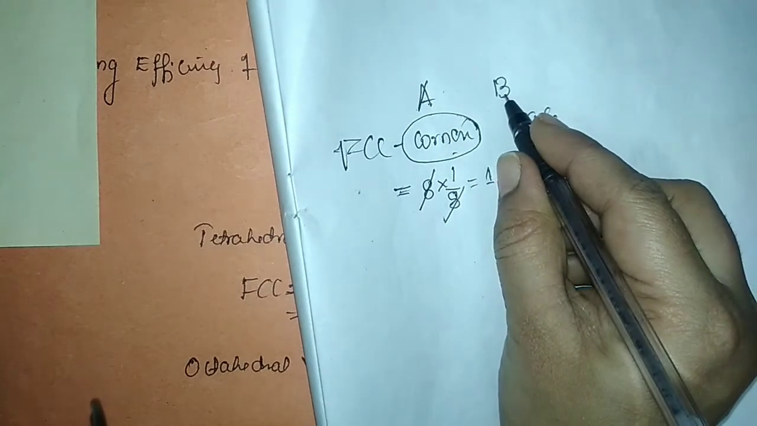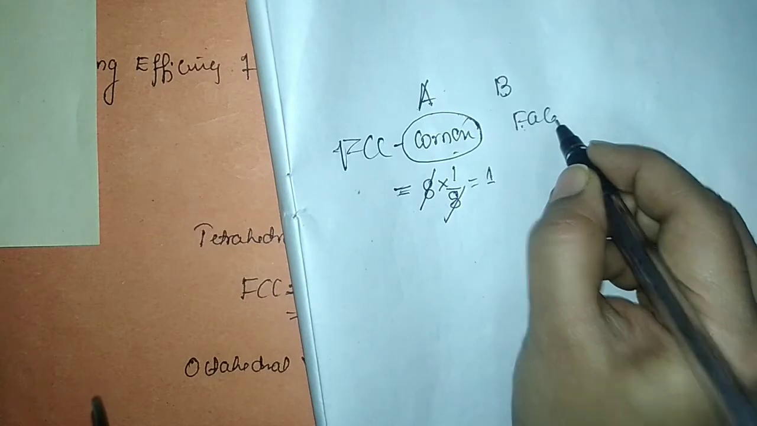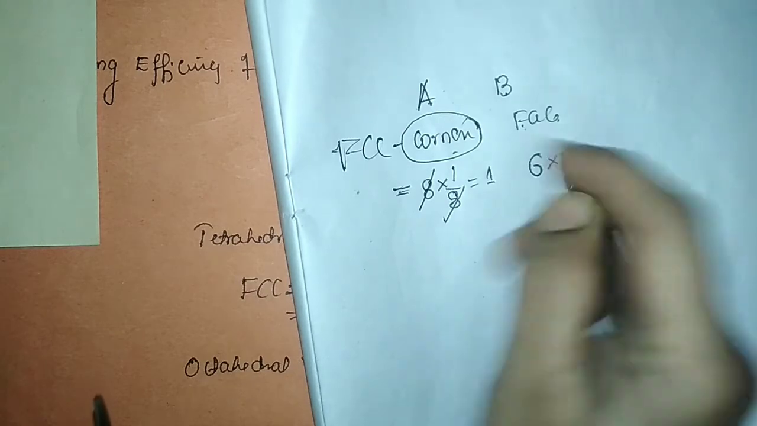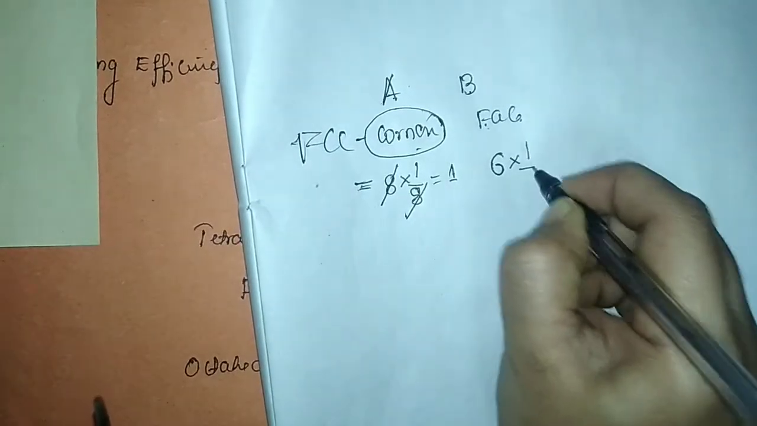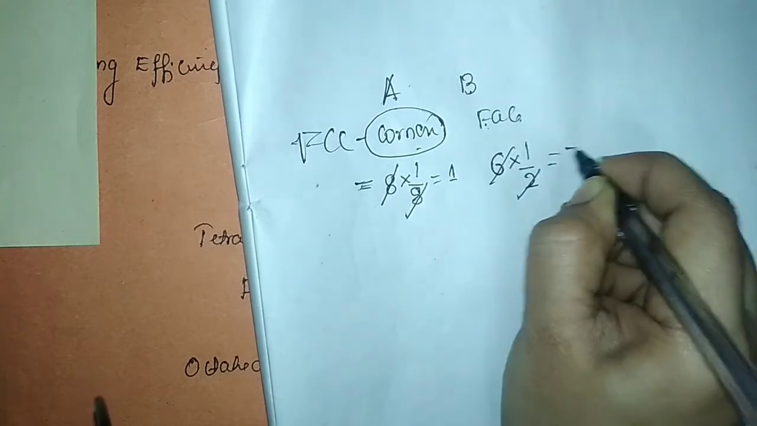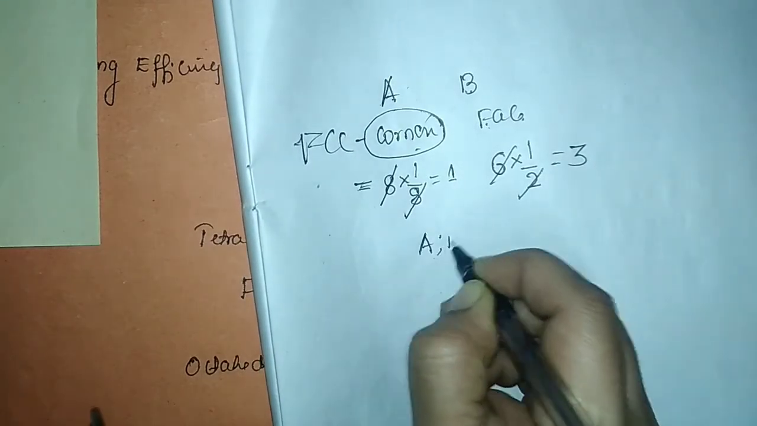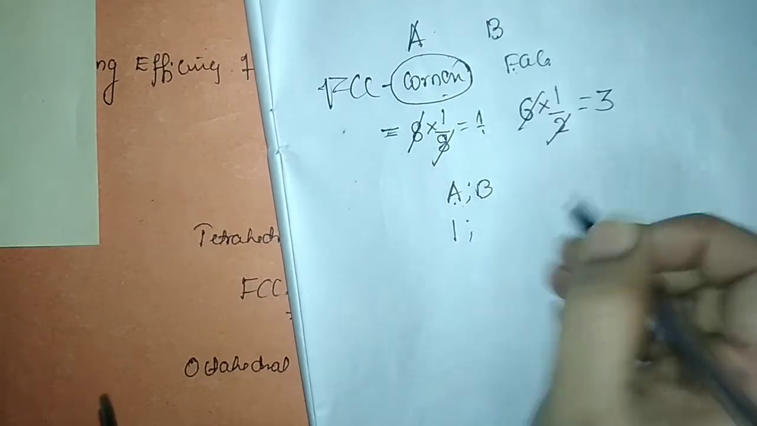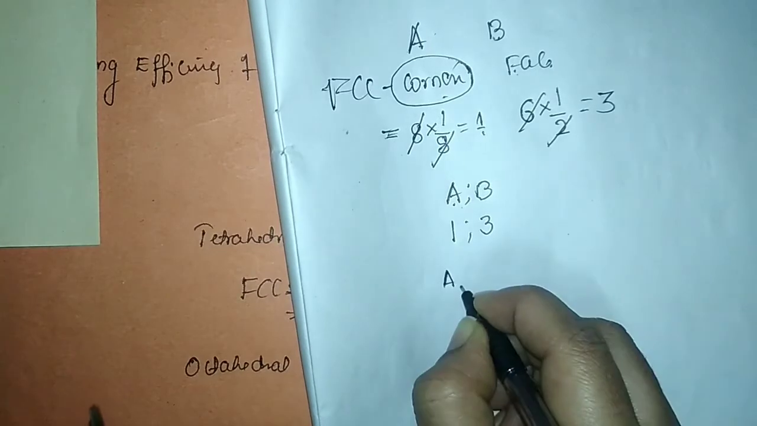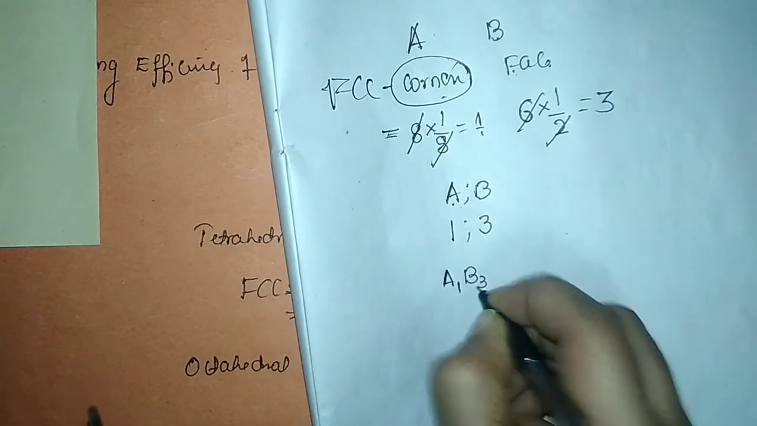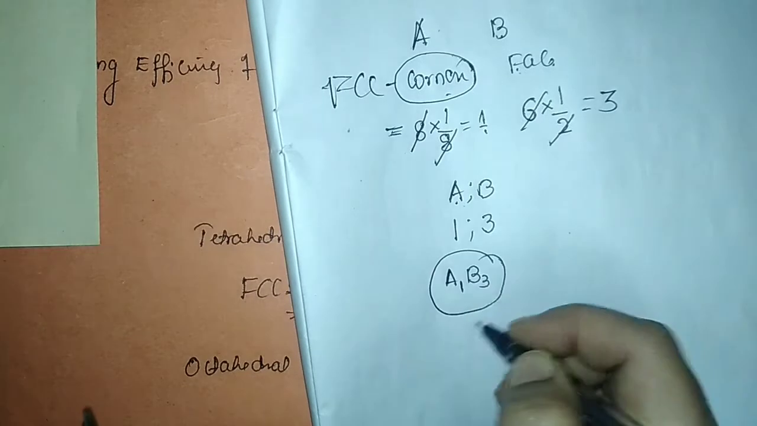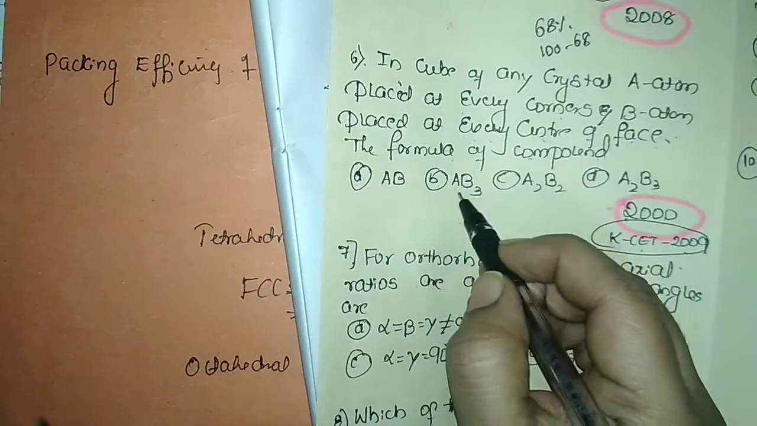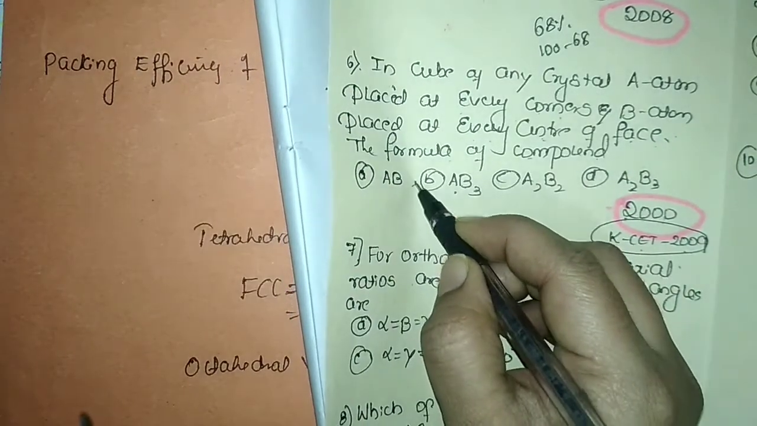Similarly, B atoms are at the face centers. There will be 6 faces in the cubic unit cell, and the contribution of a face centered atom is 1 by 2. So this becomes 3. So A is to B: what is the value of A you got? It is 1. What is the value of B you got? 3. That is, the formula becomes A1B3. This is how we calculate.